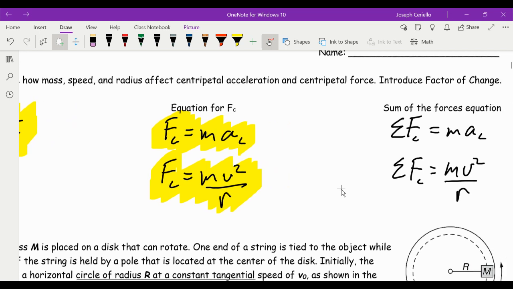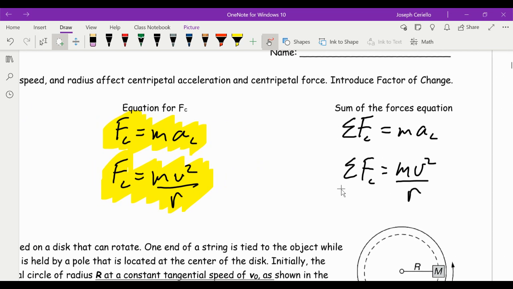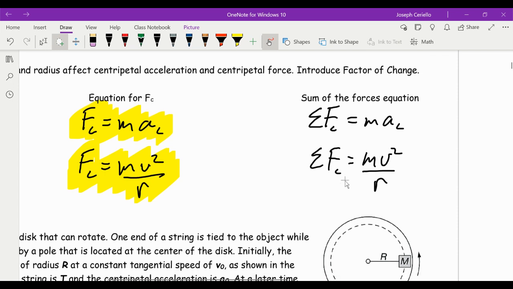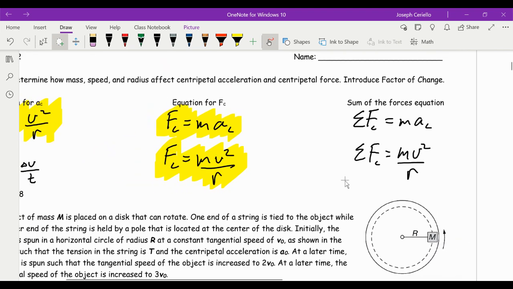Now, how do we use these? Well, remember, centripetal force is the sum of all the forces pointing in and out of the circle that result in something moving in a curved or circular path. So just like before, we'd say the sum of the forces equals ma. Well, now it's the sum of the forces, some of these centripetal forces, if you will, equals mass times centripetal acceleration.